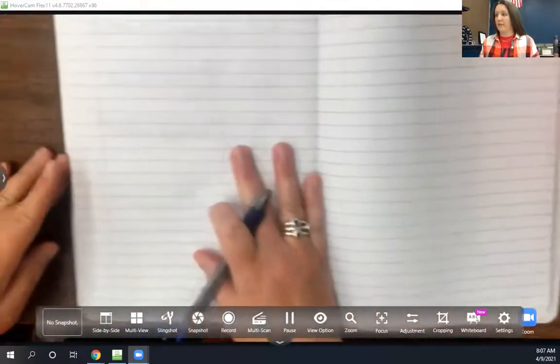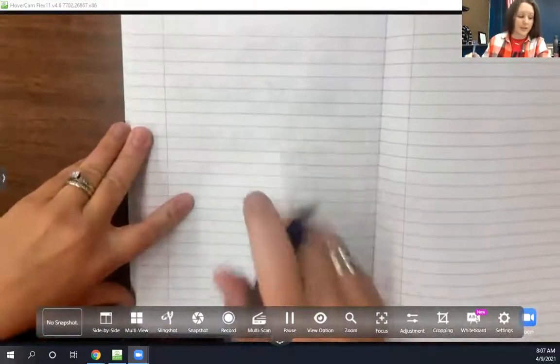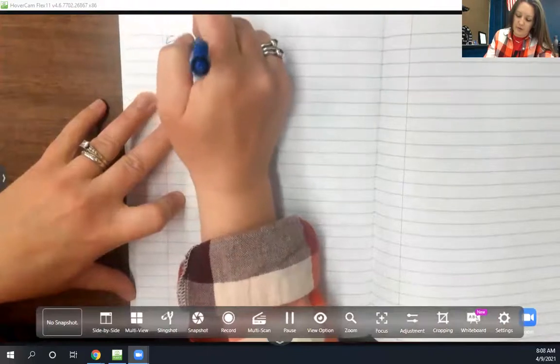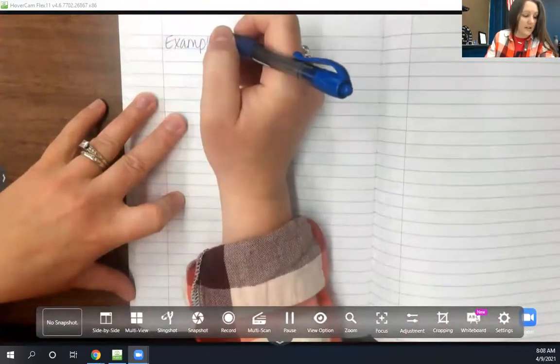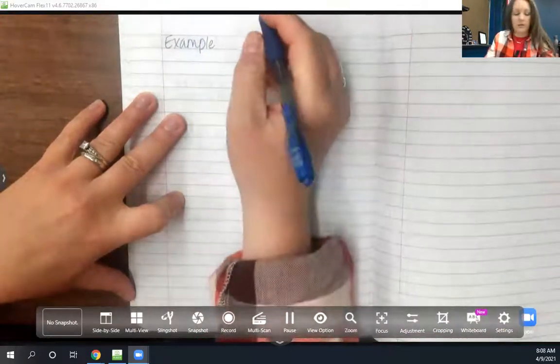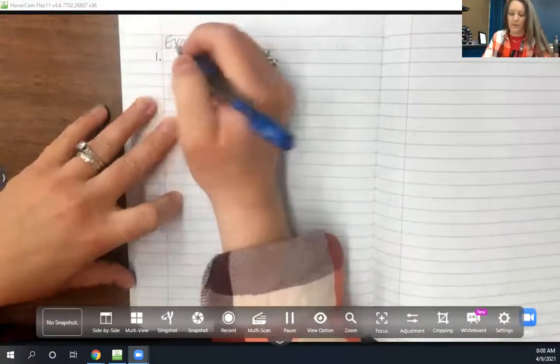Let's do a couple of examples, just finding lateral area and surface area. So let's take an example here. If you're following along on that worksheet, it is exercise number 2. Let's do the first one, exercise number 1.